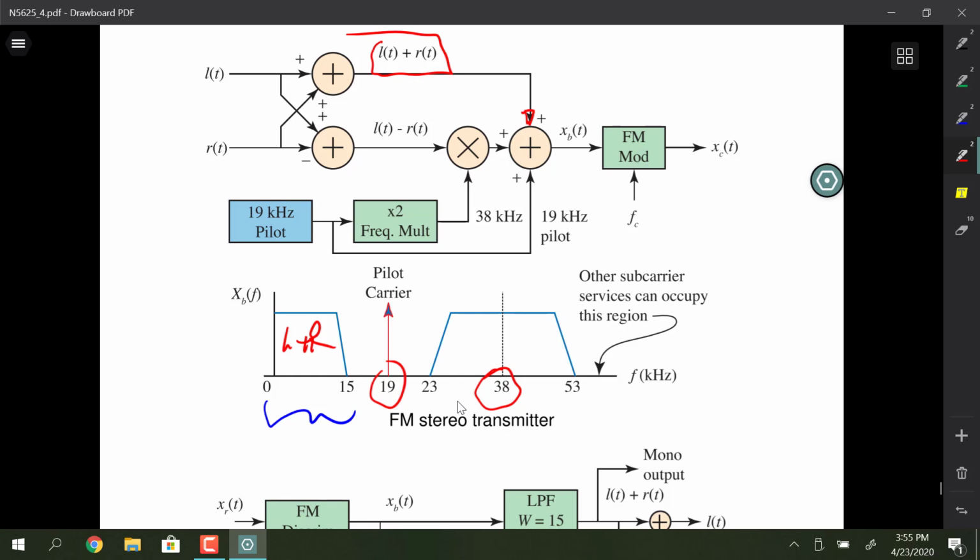Then we form the difference, left minus right, and that is this guy right here, and that gets multiplied or placed up on a 38 kilohertz subcarrier using double sideband modulation, and then that gets summed into the composite baseband signal path. And then the third signal is the 19 kilohertz pilot, and the 19 kilohertz pilot is directly related to the 38 kilohertz subcarrier.